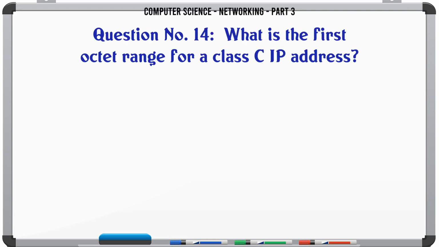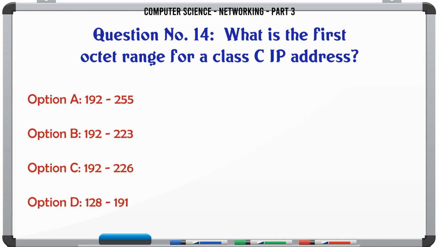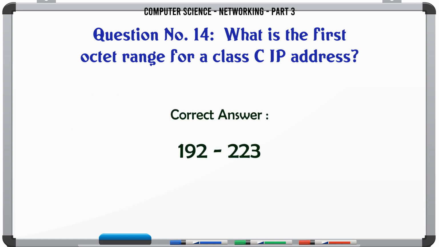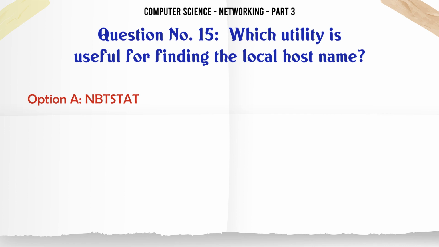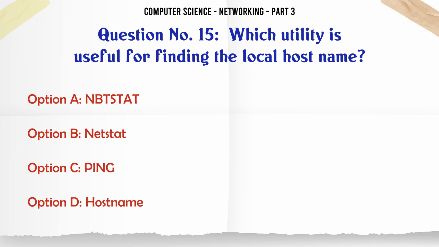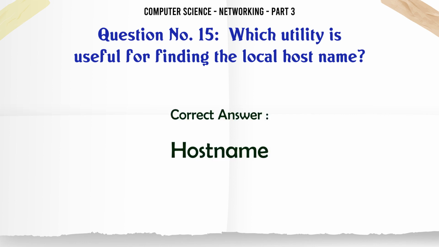What is the first octet range for a Class C IP address? A. 192.255, B. 192.223, C. 192.226, D. 128.191. The correct answer is 192.223. Which utility is useful for finding the local host name? A. netstat, B. netstat, C. ping, D. hostname. The correct answer is hostname.